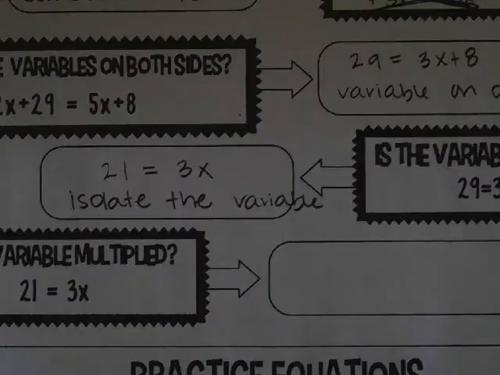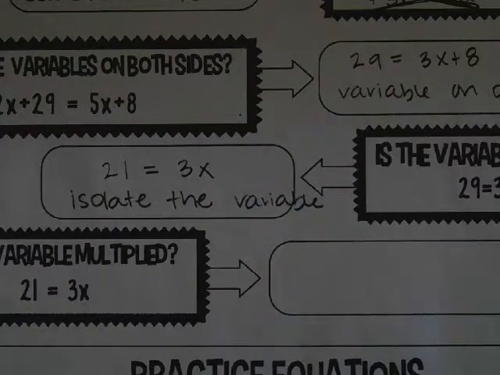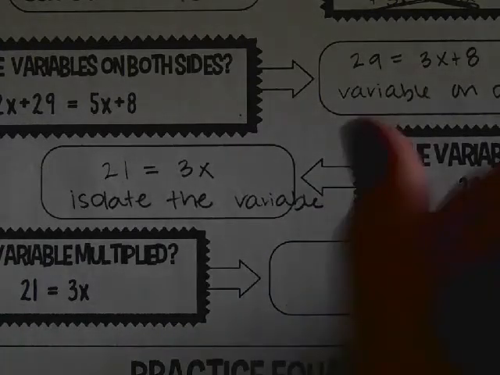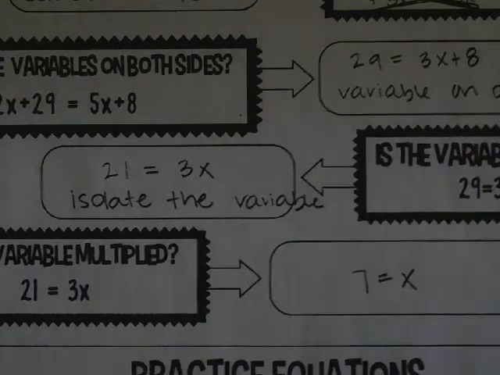Okay, and then the last question is the variable multiplied? That means, is there a number in front of the variable? The answer is yes. What do we do with that number? Divide. So 21 divided by 3 is 7. All right. And that is how we solve an equation.